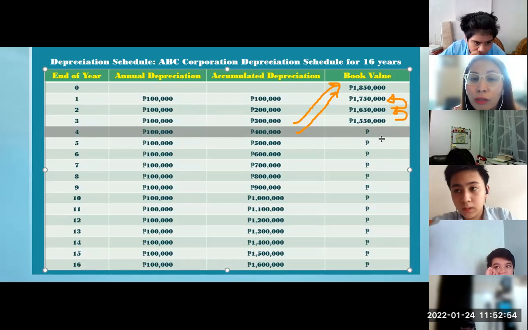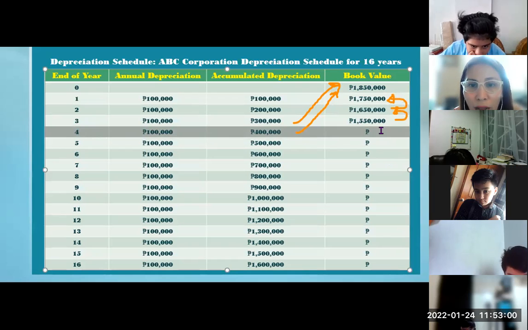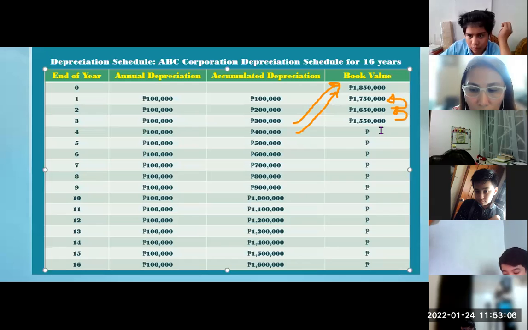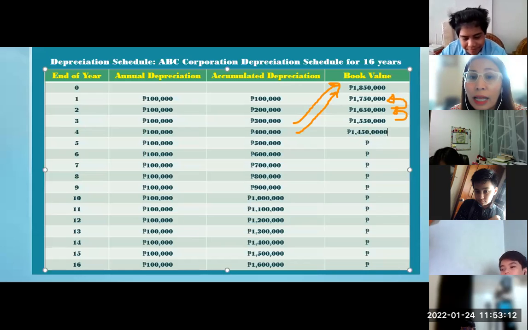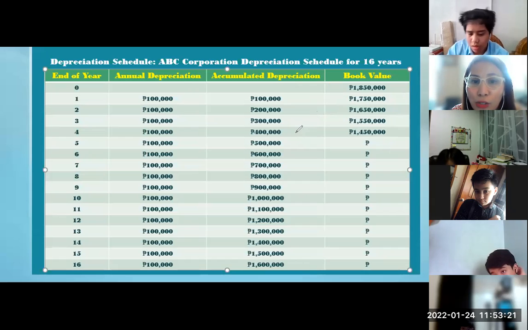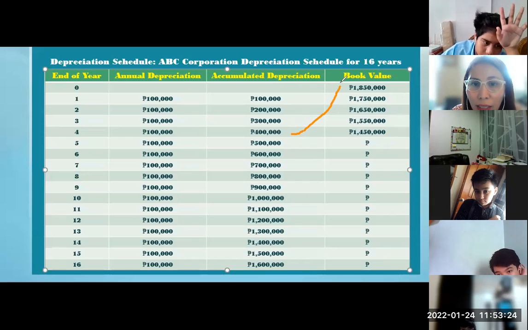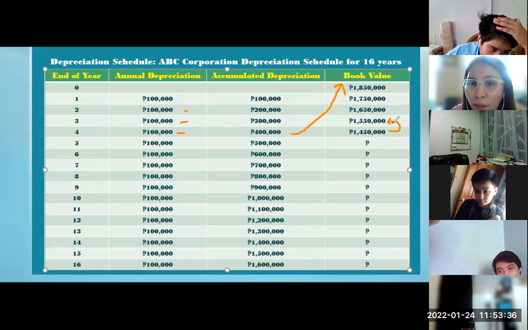Miss Miel, on the fourth year, on its year 4, how much is the book value? 1,450,000. Yes, correct. 1,450,000 pesos. Again, there are two ways to compute. It's either this one: you subtract the accumulated depreciation from the book value, or reduce this 100,000 pesos from the previous year. Okay?